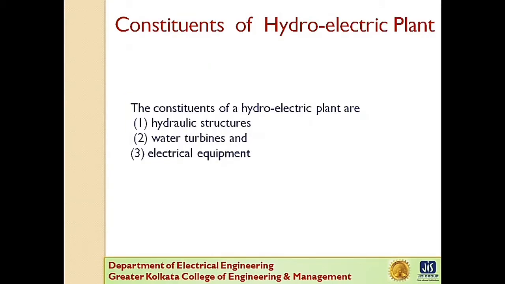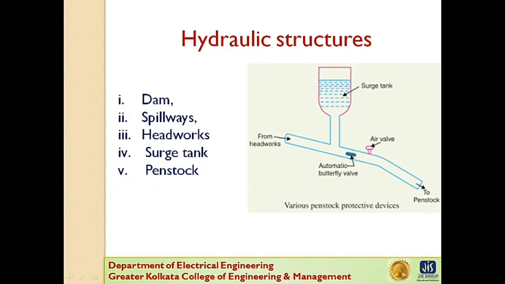What are the constituents of a hydroelectric power plant? The constituents of a hydroelectric power plant are hydraulic structure, water turbine, and electrical equipment. So we discuss one by one. Hydraulic structures in a hydroelectric power station include dam, spillways, headworks, surge tank, and penstock.